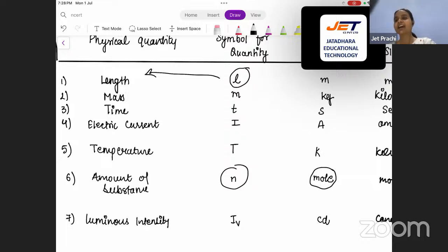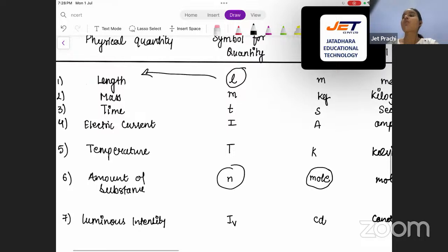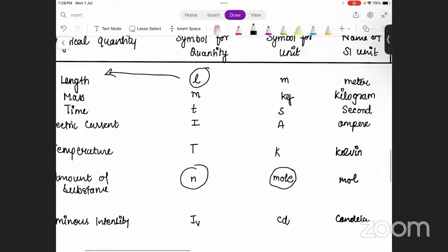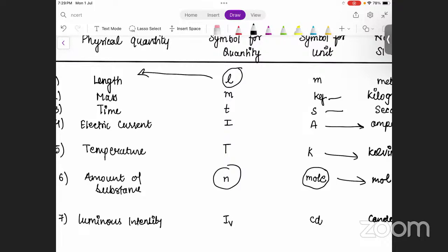Yes, Deepika and Rakshita. So here, now we should know what are the units that we are using for these quantities. For length, we have meter. For mass, we have kg. For time, we have second. For current, we have ampere. For temperature, we have Kelvin. And for amount of substance, we have mole. And for the luminous intensity, we have candela, that is CD. So these are the units for the base quantities that we will be learning.